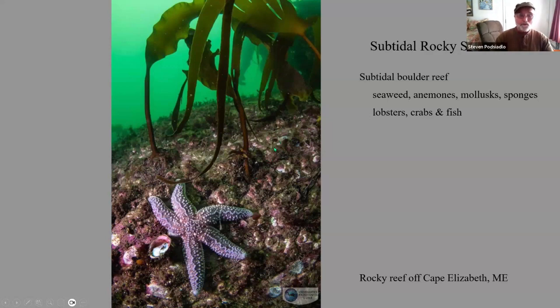Organisms that would live here include kelp, and this looks like horsetail and possibly some sugar kelp. Anemones will live here, mollusks. You can see there's a slipper shell right there, and sponges. Also, you'll find lobsters, crabs, and fish. I couldn't help but notice that this starfish looks like it's waving in a very friendly manner.